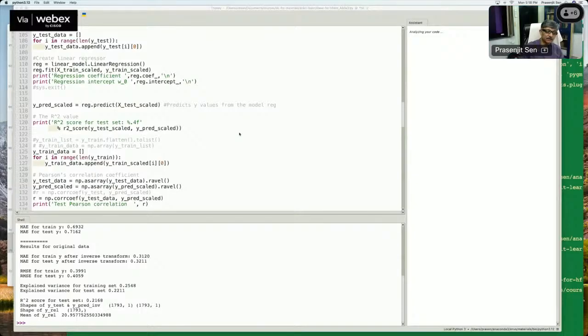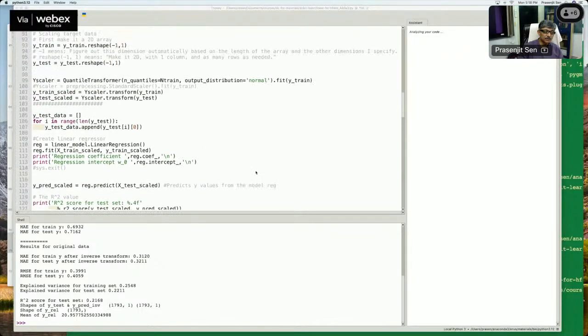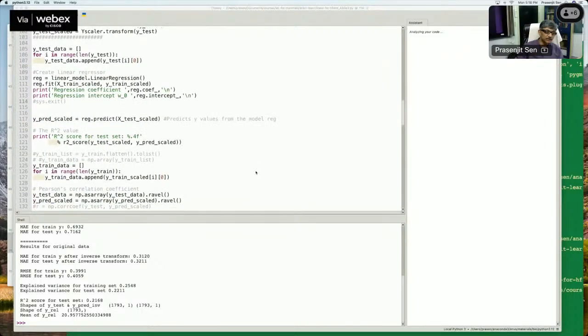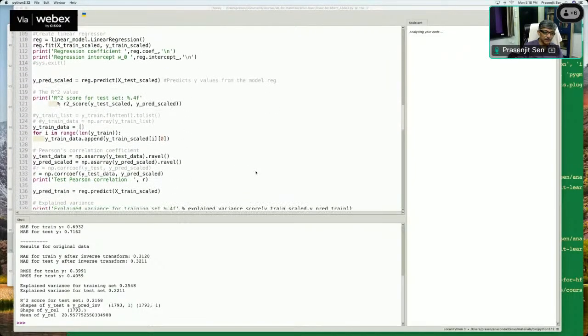Did I have that? Or I did not have the distribution. Oh, I already showed you the distribution for the eigenvalue. And here are some of the numbers. Okay, so results for the original data, if you can read this.